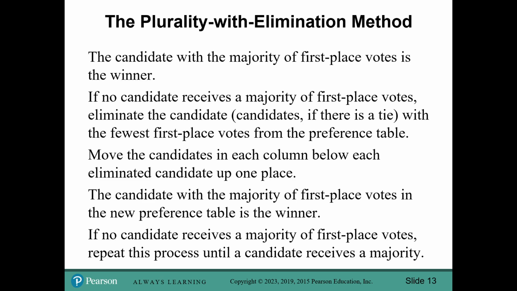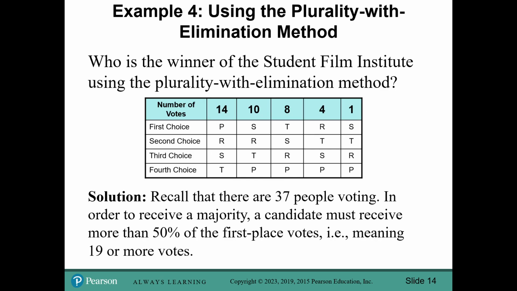Now, remember this. Majority means you have over 50% of the votes. Not that you have the most votes, but you have over 50% of the votes. That's what majority means. So let's look at this same instance here. We want to know who is the winner of the Student Film Institute using the plurality with elimination method.